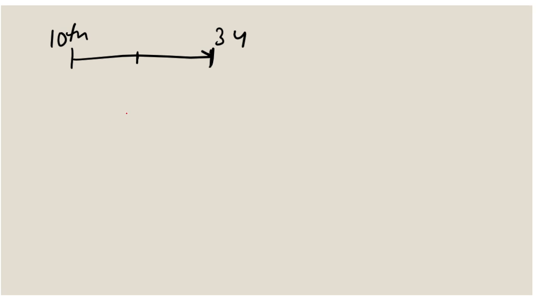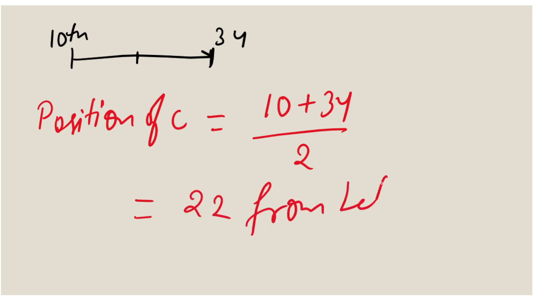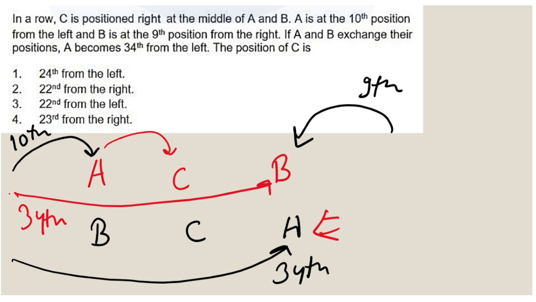So what will we use? The simple average, right? So the position of C will be 10 plus 34 divided by 2. So from here we'll get 22 from left. Why from left? Because we know both of the positions from the left side. A is the 10th from left and B is 34th from the left. So that's why the position of C will be 22 from left.